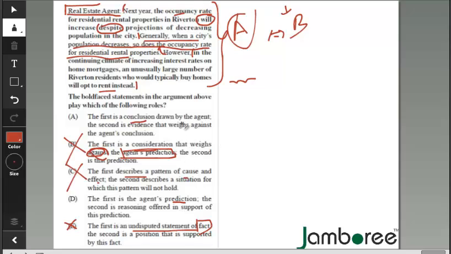Now let me read the second portion. Now in option A it says the second is evidence that weighs against. It is not weighing against, right? So this is out. Even without reading further, I know D is my correct answer. Everybody understood? So first you yourself understand the layout of the argument, and then look for these keywords.